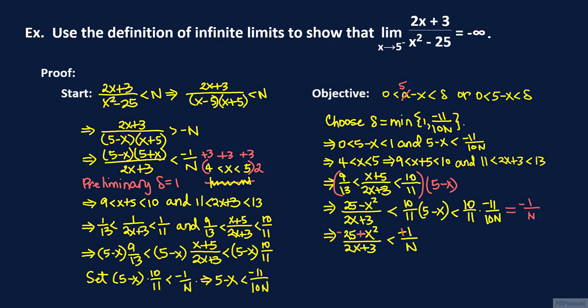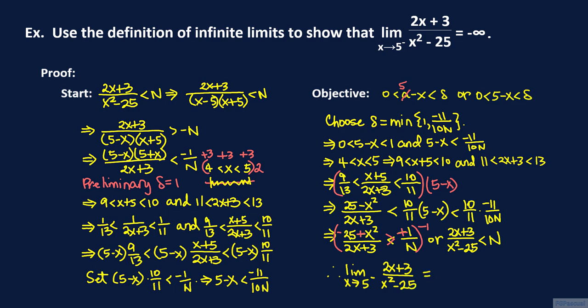We change the sign of each part in this inequality so that the inequality reverses direction. And then we take reciprocals, so that the inequality reverses direction again. We get the original n inequality, 2x plus 3 divided by x squared minus 25 is less than n. And so we have shown that the limit as x approaches 5 from the left side of 2x plus 3 divided by x squared minus 25 is minus infinity.